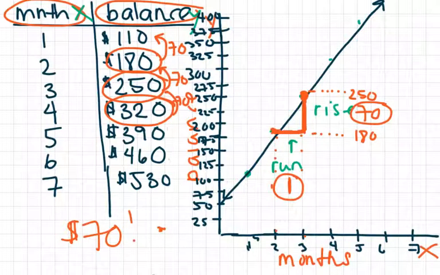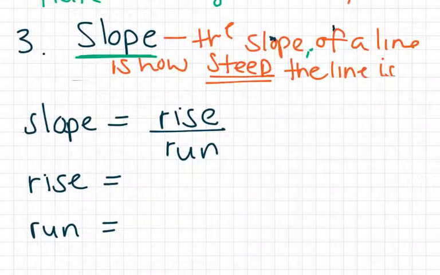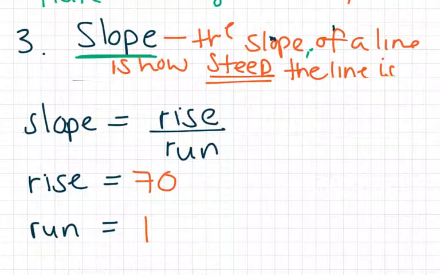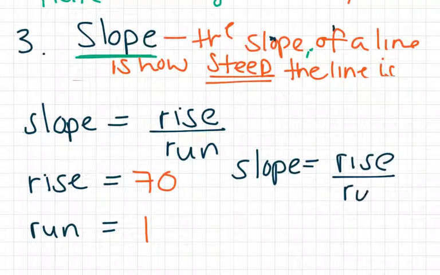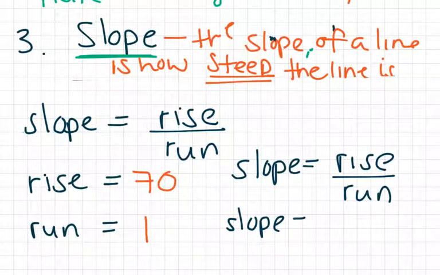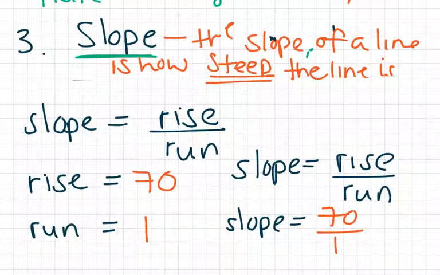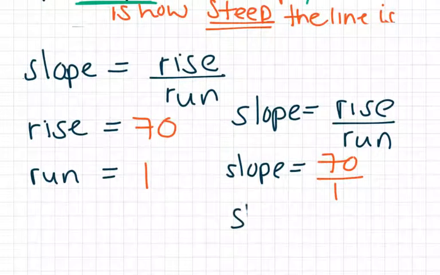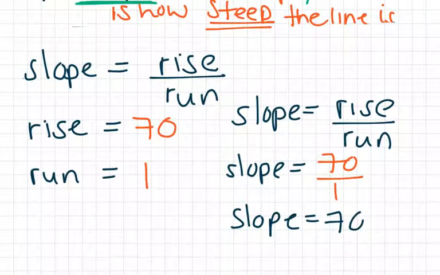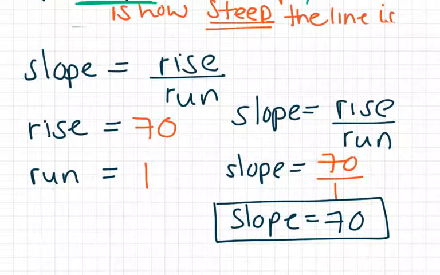So let's bring that down into our example 3. Okay, we're back down to example 3. Our rise, we realized, was 70, and our run was 1. So we'll calculate our slope. Our slope is equal to rise over run. So our slope is equal to rise, which is 70, over run, which is 1, which is just, if you put that into your calculator, what's 70 divided by 1? Slope is just 70, and we're done.